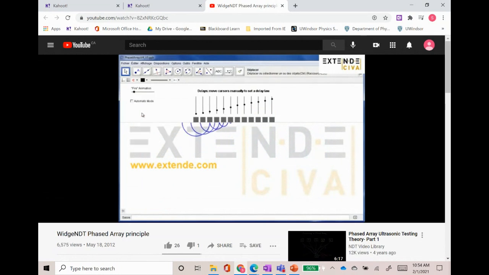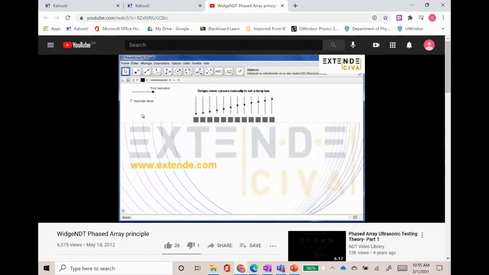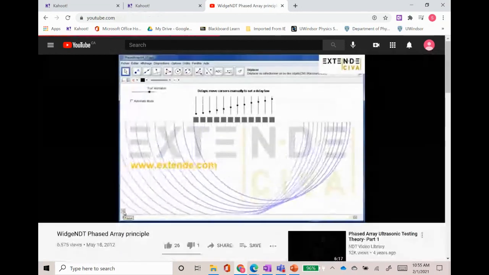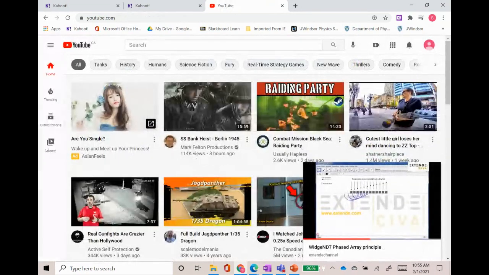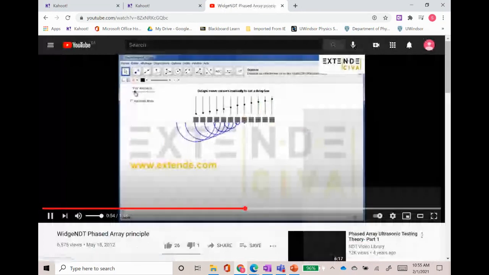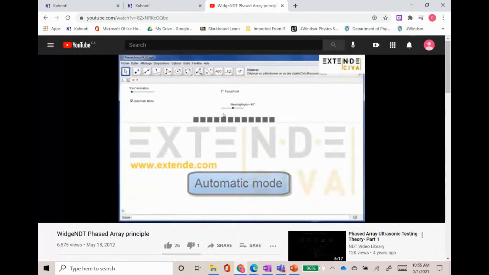So she's setting up the sensors where she wants the one on the left to fire first, and the one on the right fires late. Do you see how all the wavefronts add up to make the beam go off this way? Oops, I can't draw on that, sorry. The beam goes off that way. Make that big, there we go. Automatic mode.